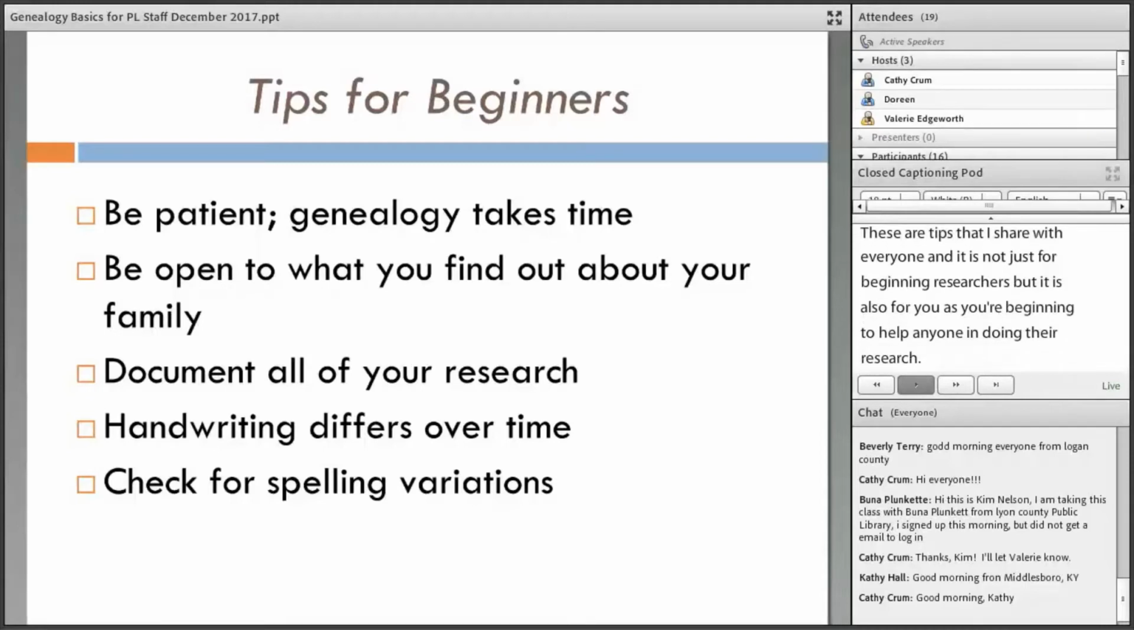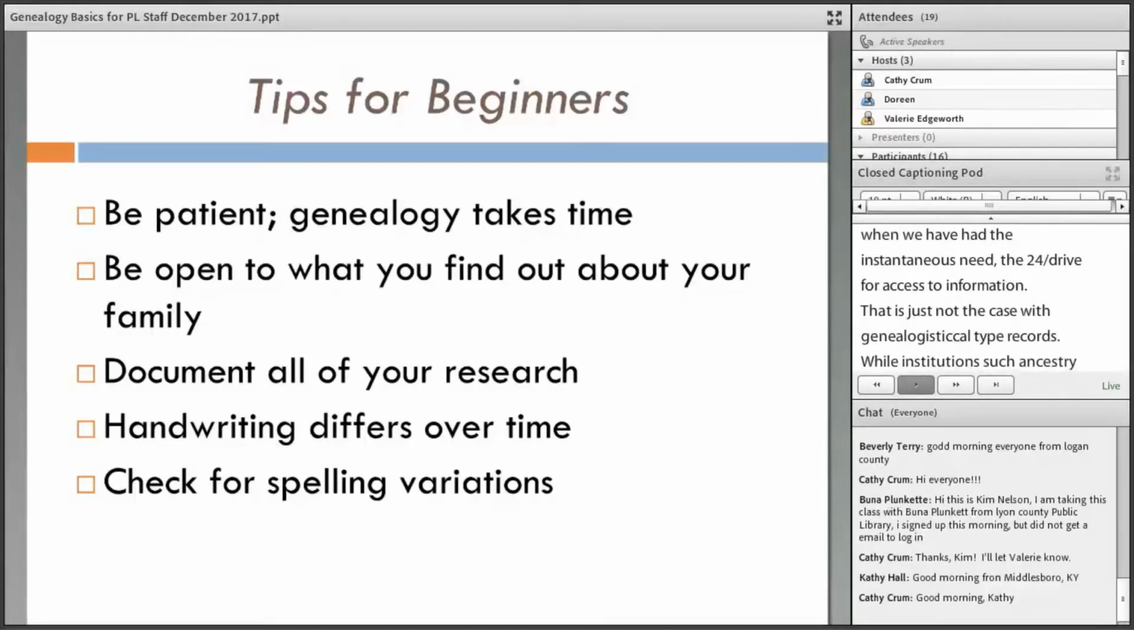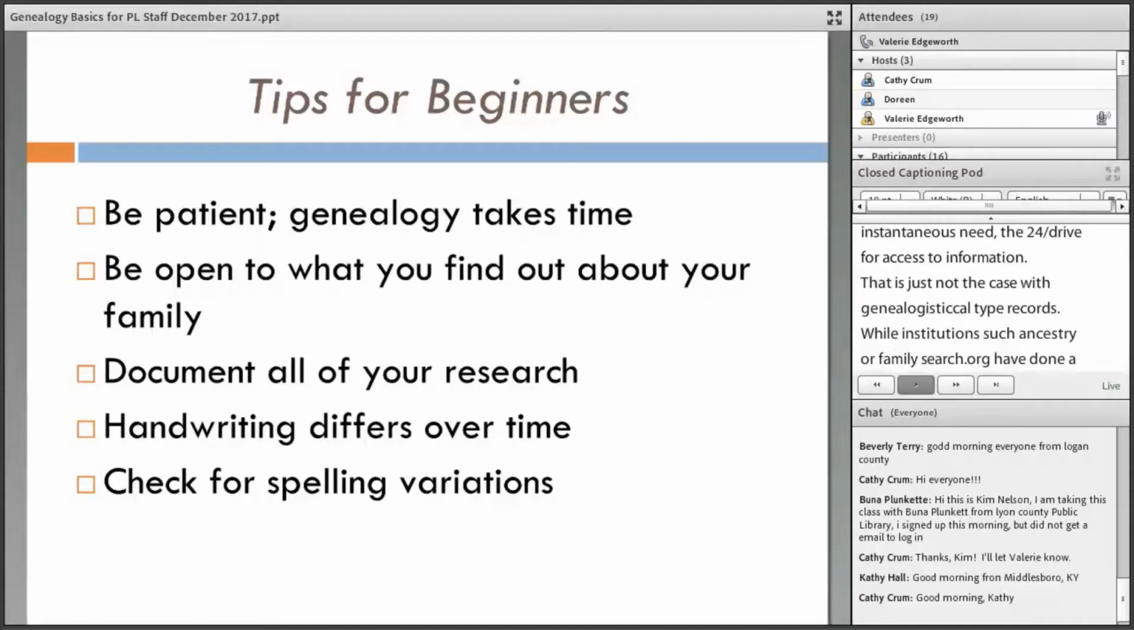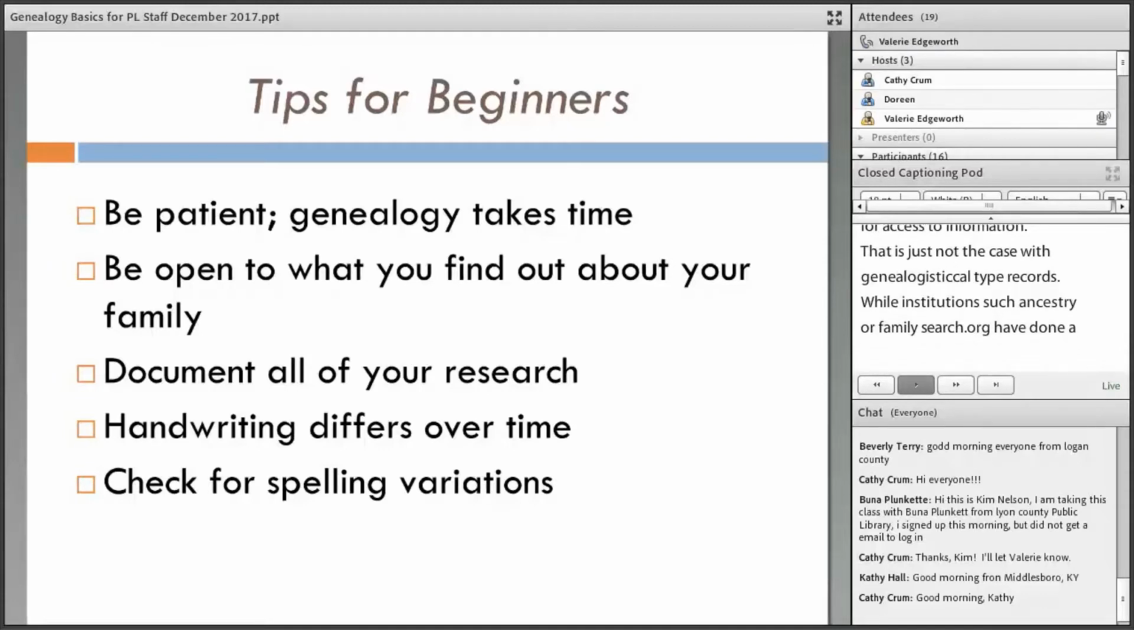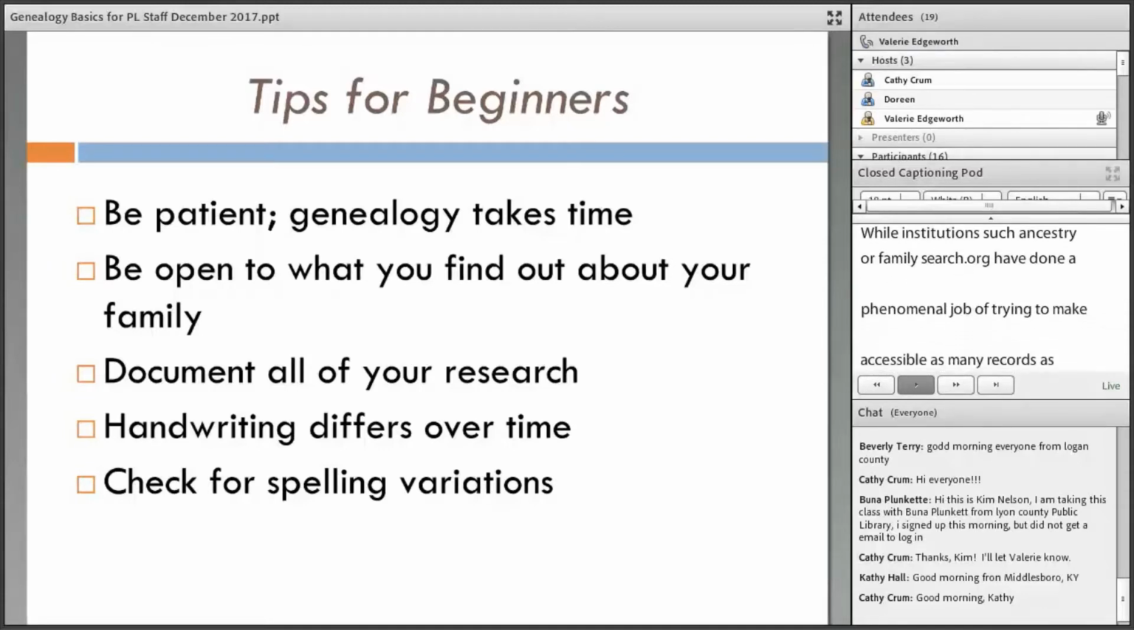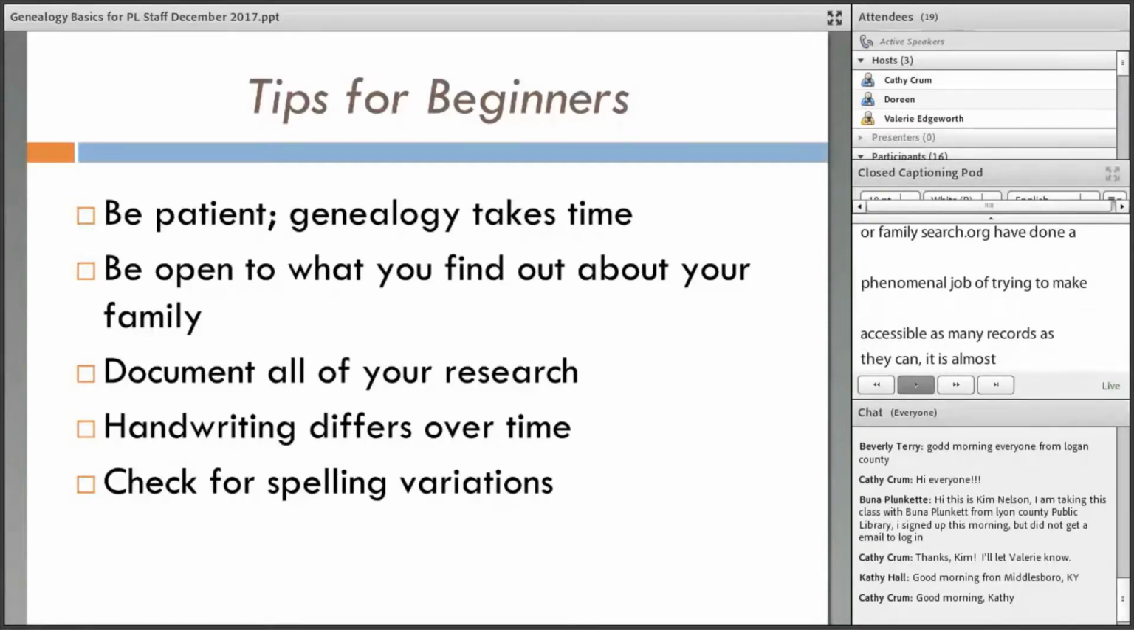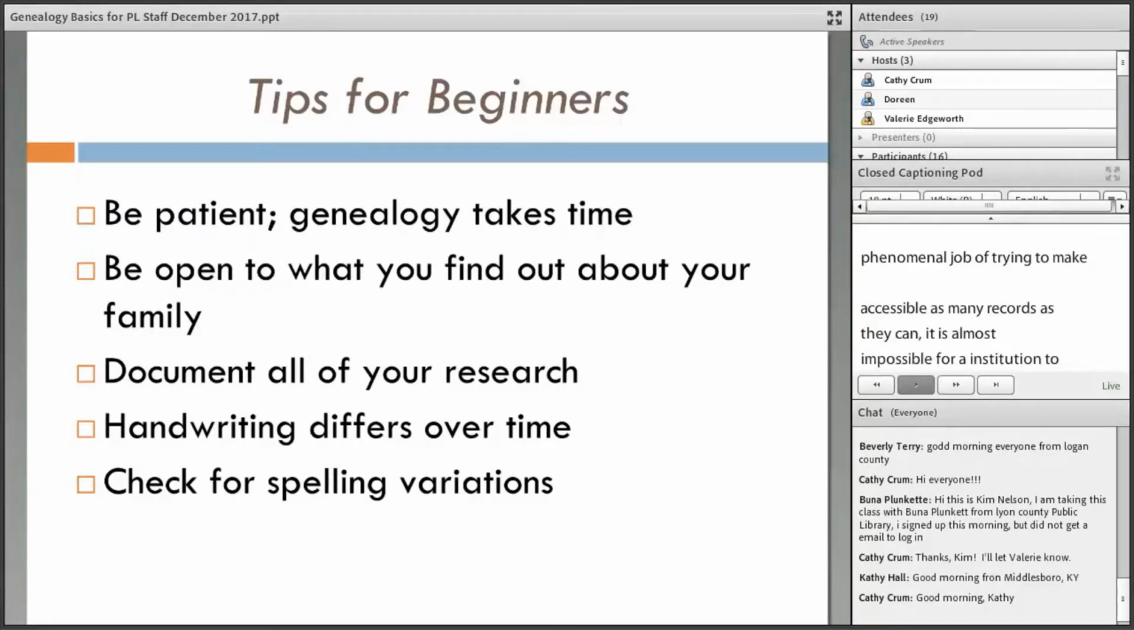Be patient. Genealogy takes time, and I cannot stress this enough, especially in the last decade when we've had this instantaneous need, this 24/7 drive for access to information. That is just not the case with genealogical type records. While institutions such as Ancestry or FamilySearch.org have done a phenomenal job of trying to make accessible as many records as they can, it is almost impossible for every institution to have every single one of their records available online for research. So just be patient.